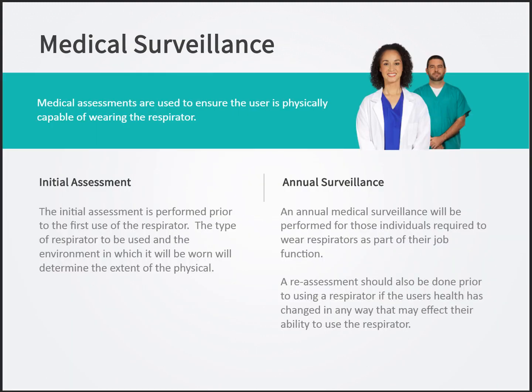Medical assessments are used to ensure the user is physically capable of wearing the respirator. An initial assessment is performed prior to the first use of the respirator. The type of respirator to be used and the environment in which it will be worn will determine the extent of the physical. An annual medical surveillance will be performed for those individuals required to wear respirators as part of their job function. A reassessment should be done prior to using a respirator if the user's health has changed in any way that may affect the ability to use the respirator.